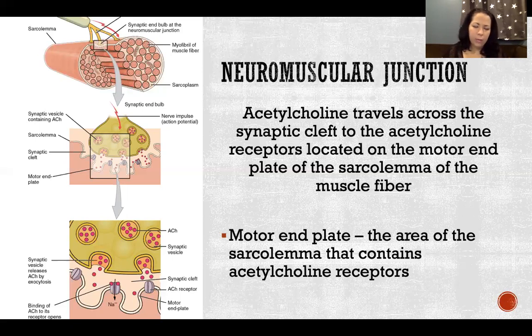So the synaptic end bulb has these vesicles. That's what those little bubbles are inside of the synaptic end bulb, little bubbles full of acetylcholine. When an action potential travels through the axon of the neuron, it signals release of those vesicles containing the acetylcholine. Those little vesicles get pushed out of the synaptic end bulb, and the acetylcholine is released into the space in between, the synaptic cleft. And that acetylcholine travels across and binds with the acetylcholine receptors.